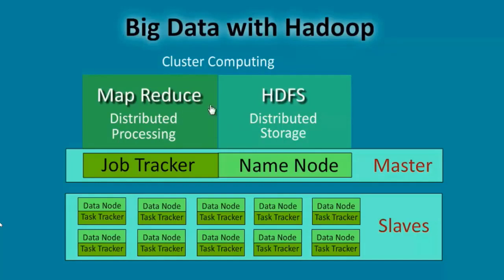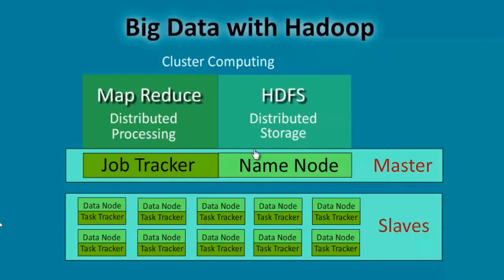Now, to create a Hadoop cluster, what you need is a master node, and the master node can be one computer that runs the name node, which is for the HDFS distributed storage, and the job tracker, which is the master for the MapReduce distributed processing. Now, you could also put them on separate servers. So you could have one server as the name node and another server as the job tracker, or you could use both of them on the same server. You can also have a backup master.